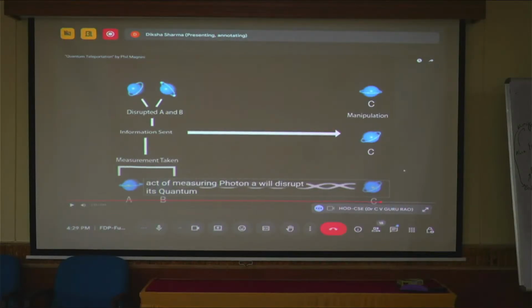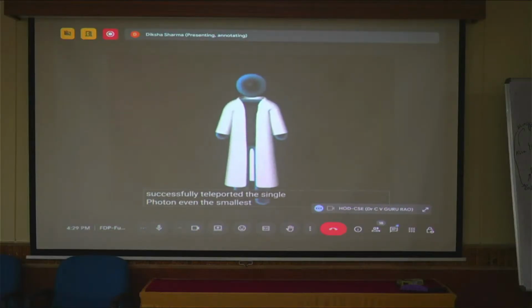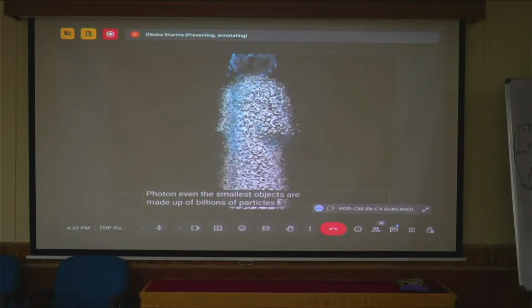Okay, so at this time, whatever calculation Alice did, everything is disrupted, everything is distorted over there, but Bob will get the output. Whatever quantum state Alice wants to send, he will get it.